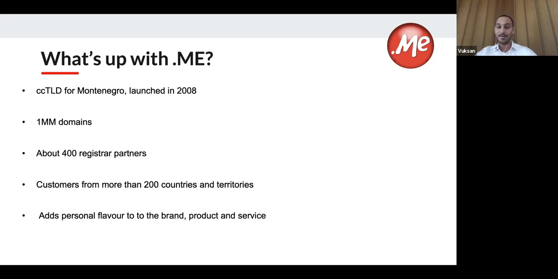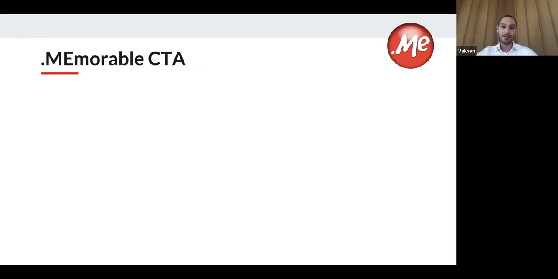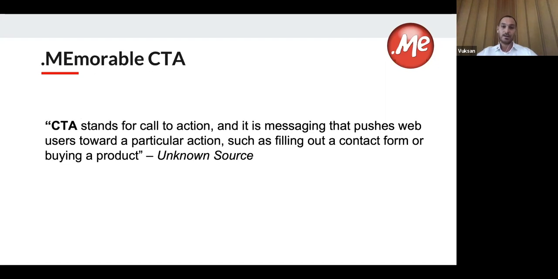Now, how to get creative with these domains? Well, first, .me creates a memorable call to action. I hope that everyone knows what a call to action is, but in case you don't, here's the definition on the screen. It is basically a message that prompts you to act, that pushes you to do something online. And if you think about it, every combination of a verb in the English language with a .me domain creates this call to action. Just think about words like try me, help me, make me, find me, sell me, buy me, and so on and so forth. So they kind of remain stuck in your head.